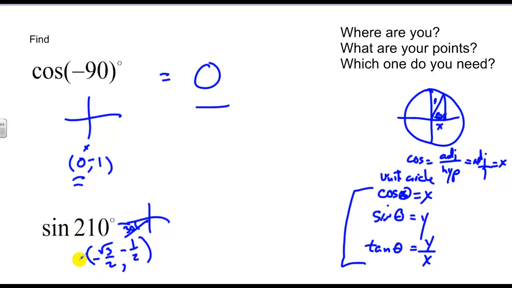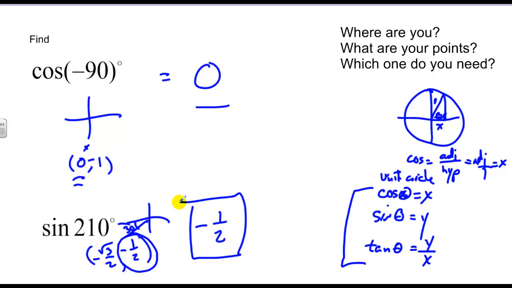And I'm asked for the sine value. So when I'm talking about a sine value, I want the y value. Therefore, the sine of 210 degrees is just negative half. So there's how you go through that: find out where you are, what are your points, and which points you need.